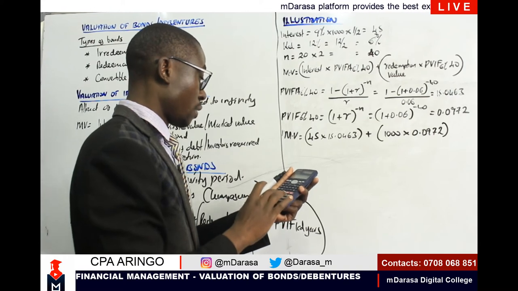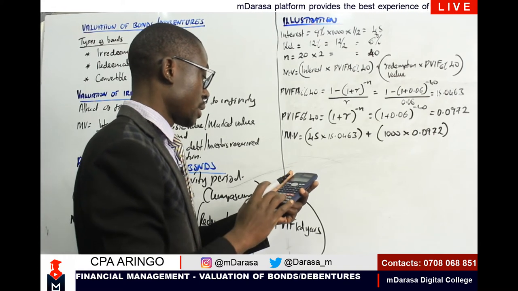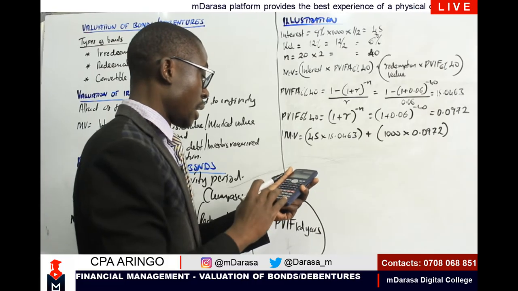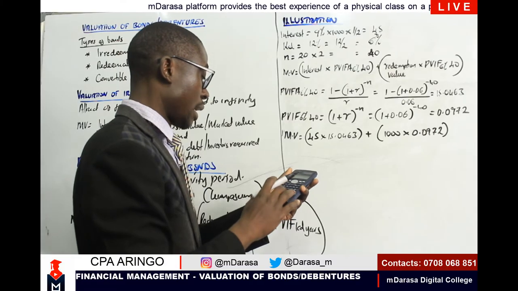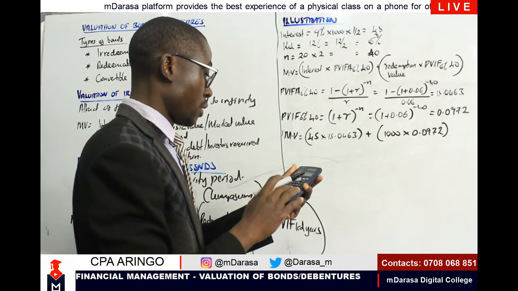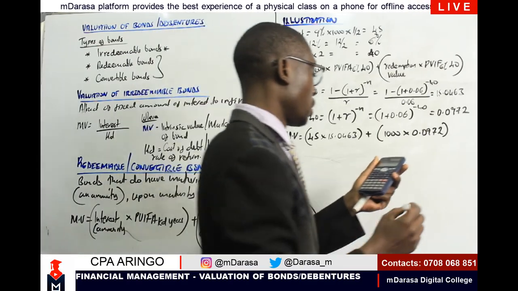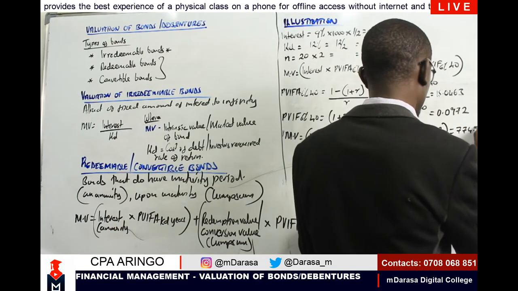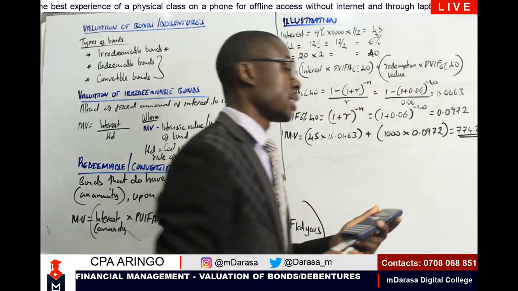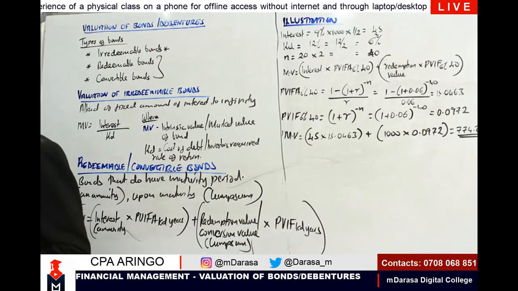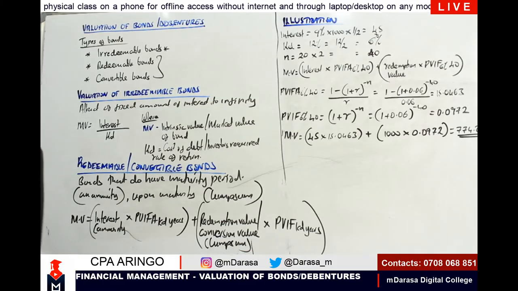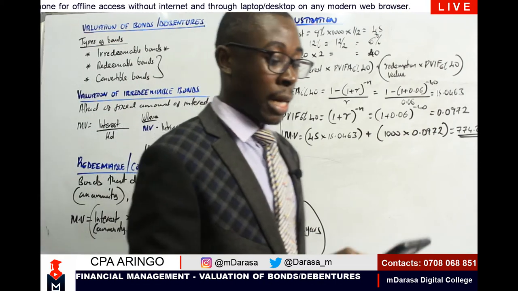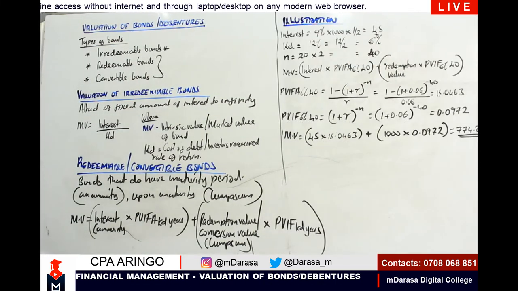We are going to talk about 45 multiplied by 15.0463, and we add 1,000 multiplied by 0.0972. So that should give us a figure of 774.28. That is the figure that I'm getting. Kindly confirm if we are getting the same answer. So we've dealt with part one, where we were asked to determine the value of the bond. That is the value of the bond in our case.